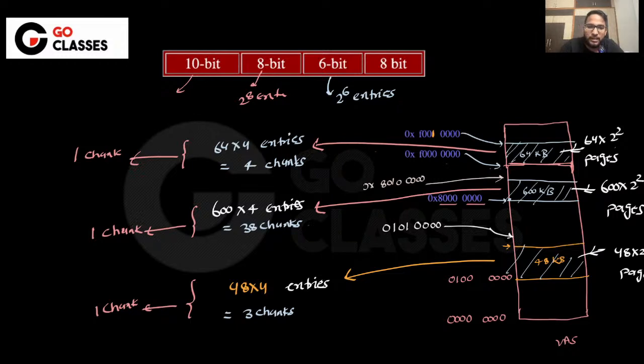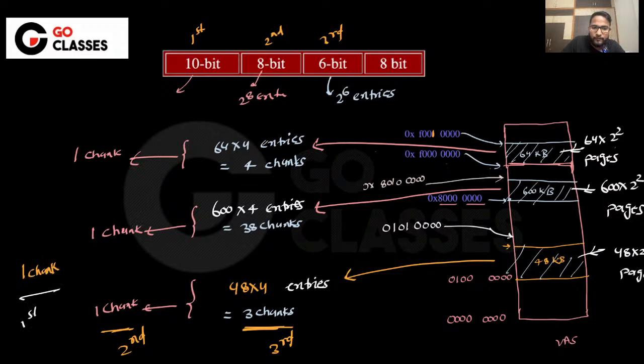Why did those 3 chunks come? Okay, this one you are asking. Let's suppose this is the first level, this is the second level, this is the third level. This is the second level, and the one chunk I need finally is at the first level. So which level you are asking? Yeah, at the different locations.